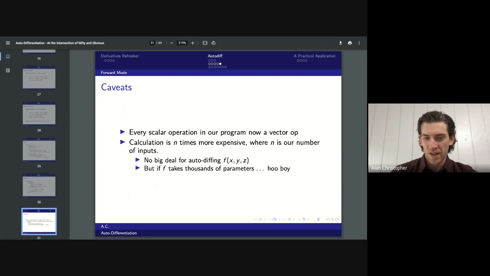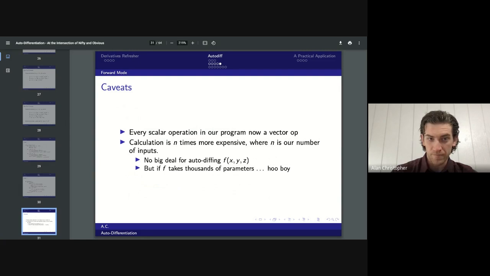If I have three inputs, who cares? If I'm doing f of x, y, z, or f of x, y, doesn't matter. Two times fast is still fast. There are functions which will have thousands of parameters. Those thousands of parameters are almost certainly not implemented by having a function with thousands of formal parameters, but with a vector valued input with thousands of dimensions. And those are going to get really slow if we try to solve for their derivatives in this fashion. So we're going to want another approach for that, which is where backward mode is going to come in.